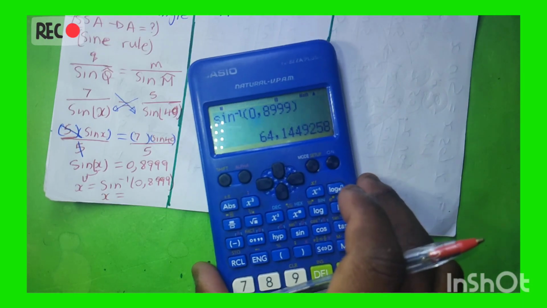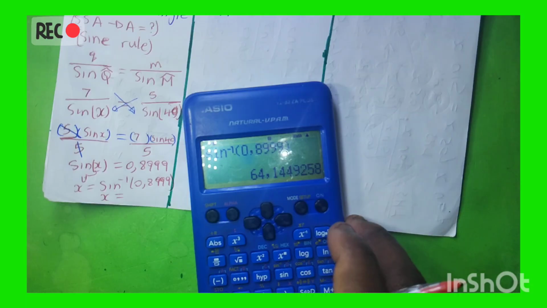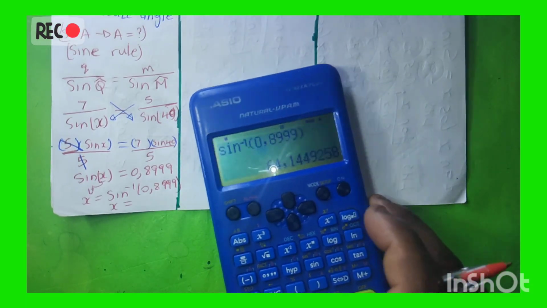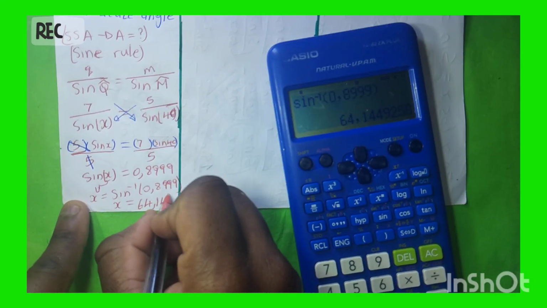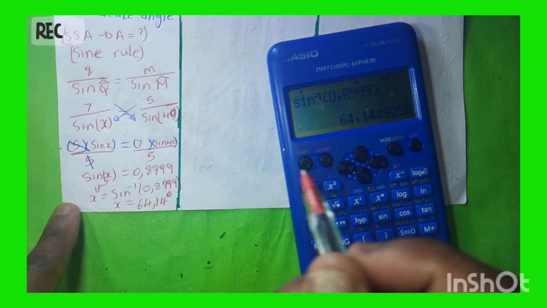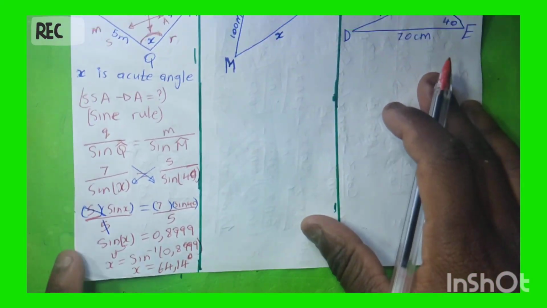So it means that the value for x, guys, there will be what? Will be 64,14 there. Now you can round your answer in what? In 2 decimal place, because this one is a final answer. Don't forget the degree as well. So just put the degree, guys.